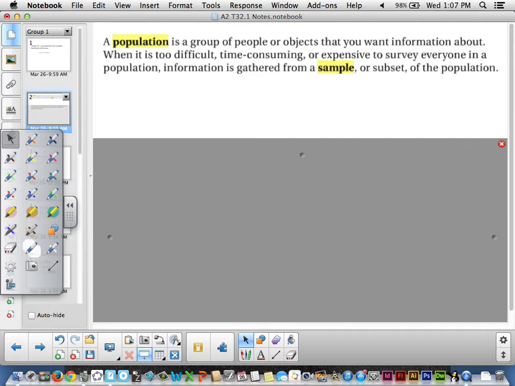So we do what's called sampling. We look at just pieces of America, like just Wisconsin, or just males, or randomly scattered out. And that's called a sample.